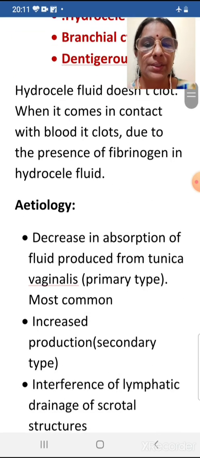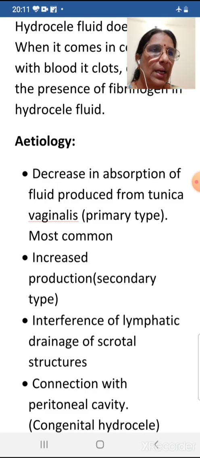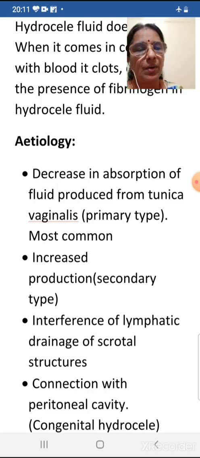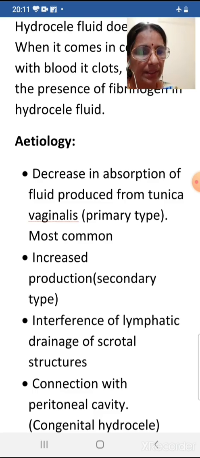Coming to the etiology of hydrocele. Whenever there is collection of fluid anywhere in the body, one reason is a decrease in absorption of the fluid produced in that area, or increased production from that site due to infections, irritation or tumors. It may also be due to interference with lymphatic drainage of the scrotal structures, or due to connection with the peritoneal cavity. So these are the four reasons where you get hydrocele.